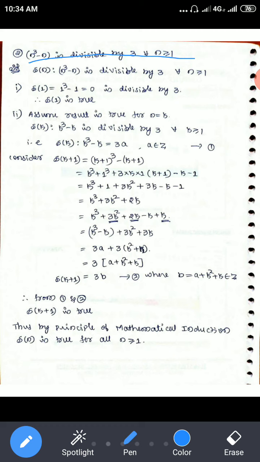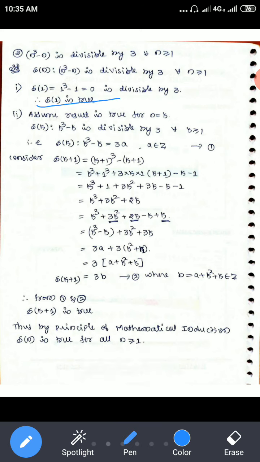So try for n equal to 1, as I have taken this as Sn. So friends, S of 1: wherever n is there, substitute n equal to 1. 1 cube minus 1 is equal to 0, because 1 cube is 1 and 1 minus 1 is 0. Is 0 divisible by 3? Of course, 0 is divisible by 3. Therefore, S of 1 is true.